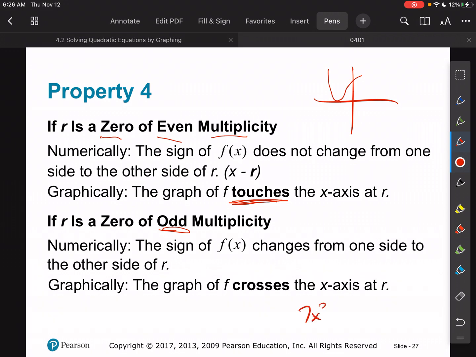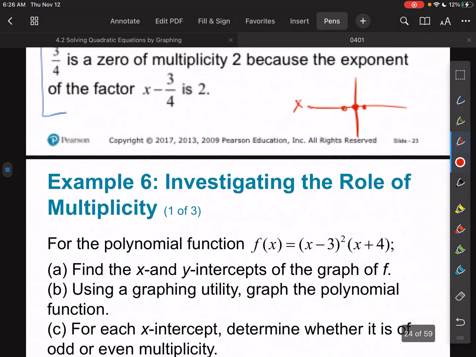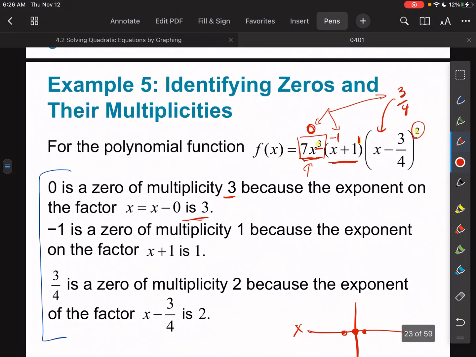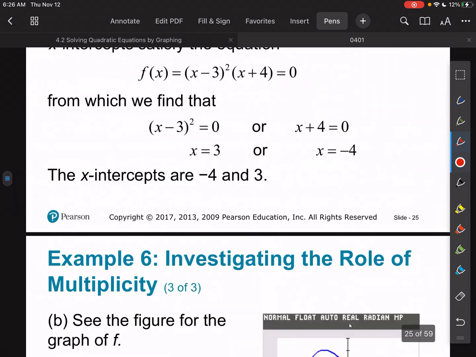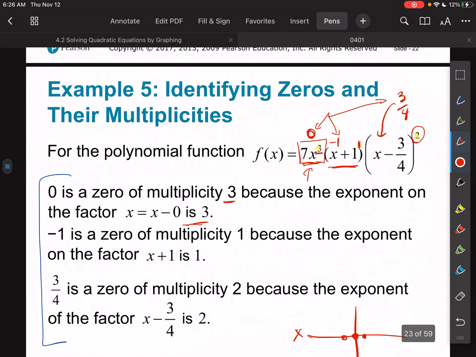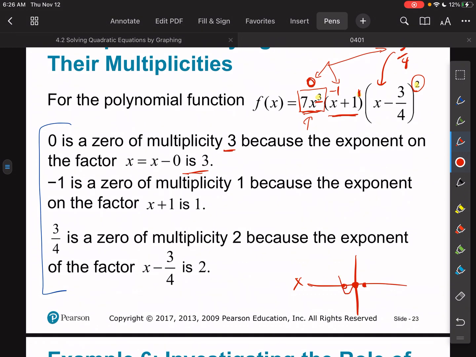So we had 7x to the 3rd power. That is an odd multiplicity, and the 0 happens at 0, because if you plug a 0 in for x here, it makes that thing go to 0. So I know that that graph goes through at 0. Then the second one, -1, has an odd multiplicity of 1, right? So at -1, we also go through the graph. The graph is coming through, and it could be going in the other direction, but at least I know that. And then at 3/4, it's even, so it bounces there at 3/4.